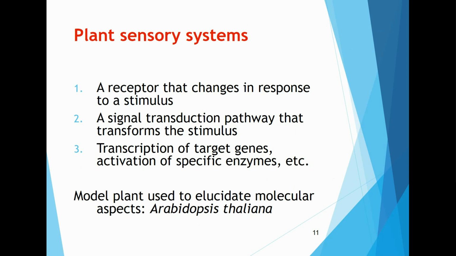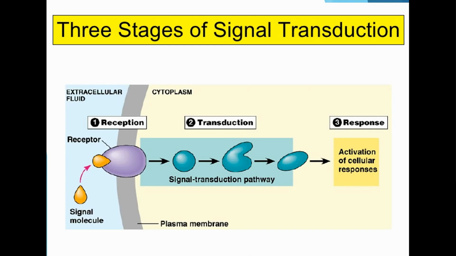I'm going to say that again. There are 3 stages of signal transduction: reception, transduction, and response. Reception is going to pick up that stimulus. It's going to be transduced using a hormone, and we're going to get a response that has been activated by switching on or off of a gene to create a certain response.